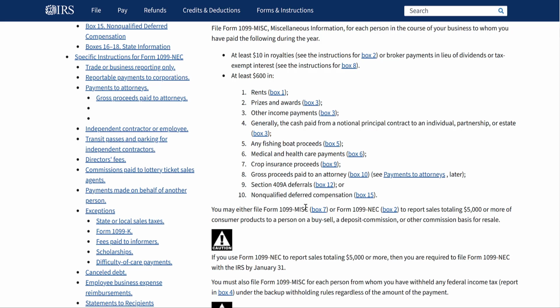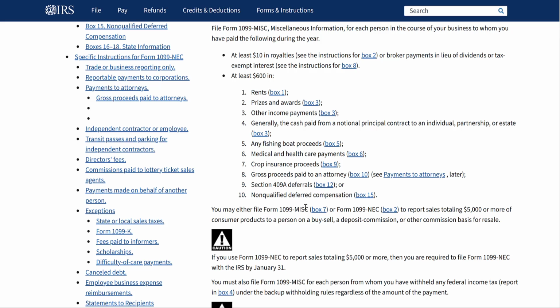1099-K payments don't go on your 1099 miscellaneous. So you'll know if it's a 1099-K payment if it's going through a payment processor that is subject to 1099-K reporting, such as PayPal Goods and Services, QuickBooks, Square, Stripe, all those good ones. If you pay via cash, like physical cash, a physical check, a wire initiated from your bank, like not through a third party, that kind of stuff, those are all subject to 1099-NEC and miscellaneous reporting, depending on which type of payment we're dealing with.